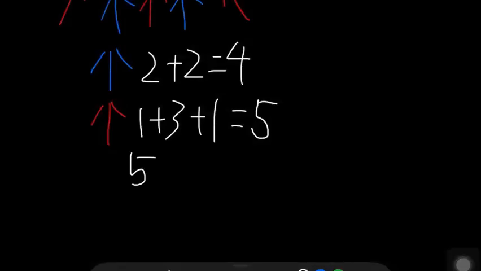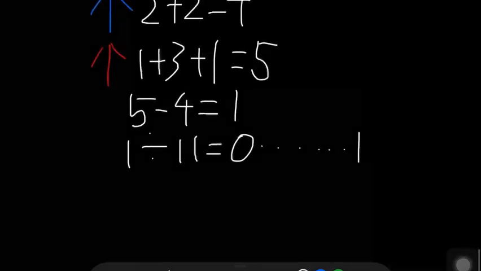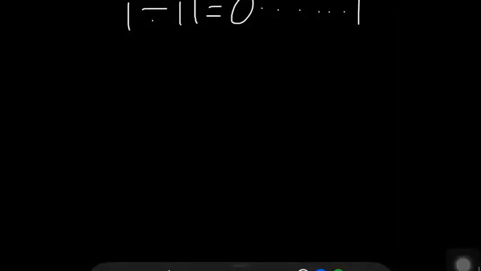And now we need to find the difference between these two sums, which is just 5 minus 4 equals 1. Now we got the difference between the odd and even digits, when 1 divided by 11 equals 0 with a remainder of 1. So the number 12,321 divided by 11 has a remainder of 1.